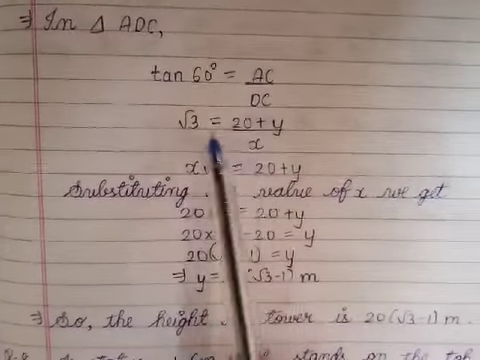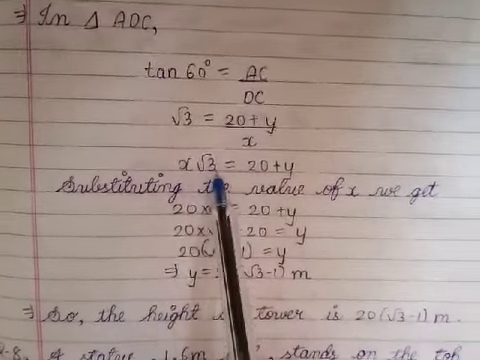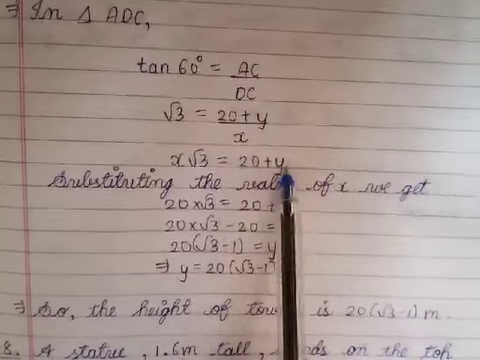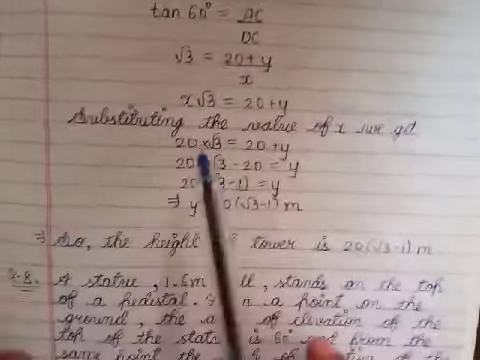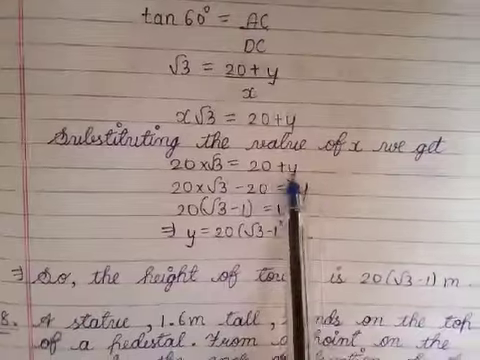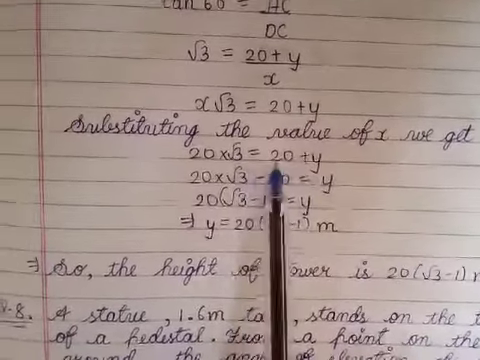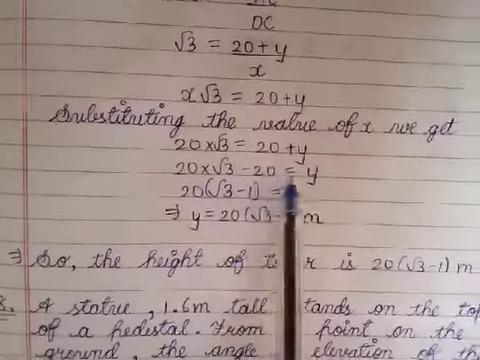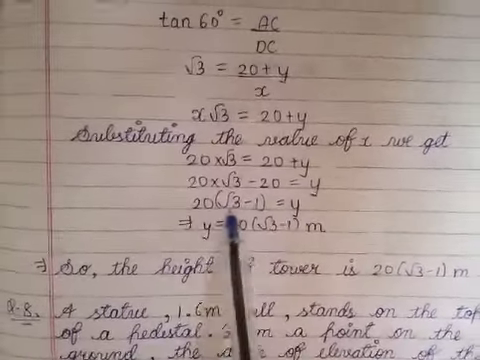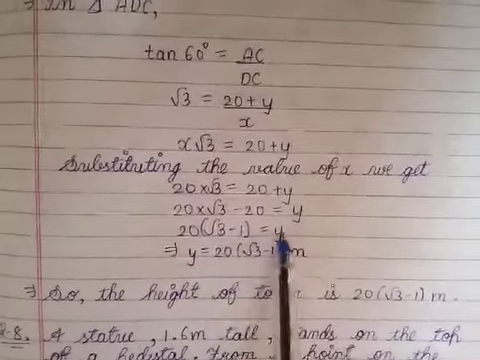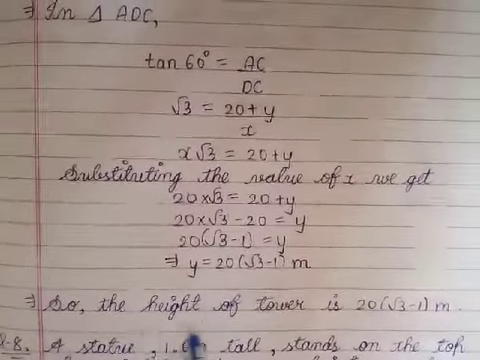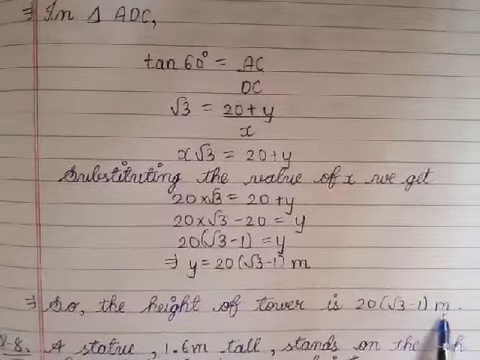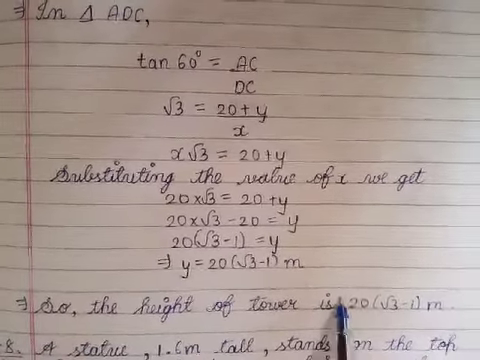So if you multiply, you will get x into root 3 is equal to 20 plus y. You can also write it as root 3 x. Substituting the value of x, which is 20, 20 root 3 is equal to 20 plus y. If you take 20 to this side, it will be minus. So 20 root 3 minus 20 is equal to y. If you take 20 common, you get 20 times root 3 minus 1 is equal to y. So the height of the tower is 20 root 3 minus 1 meters. Very important to write the result.